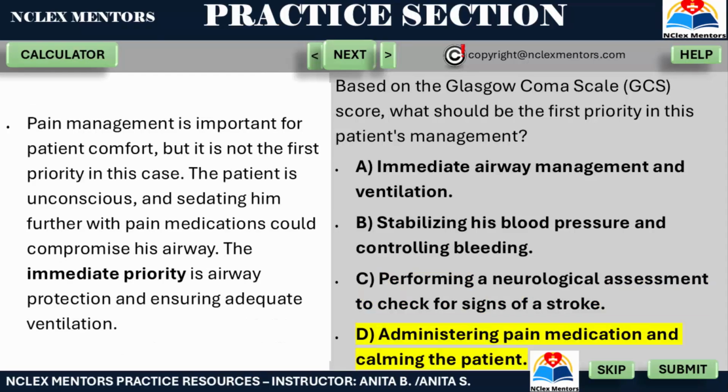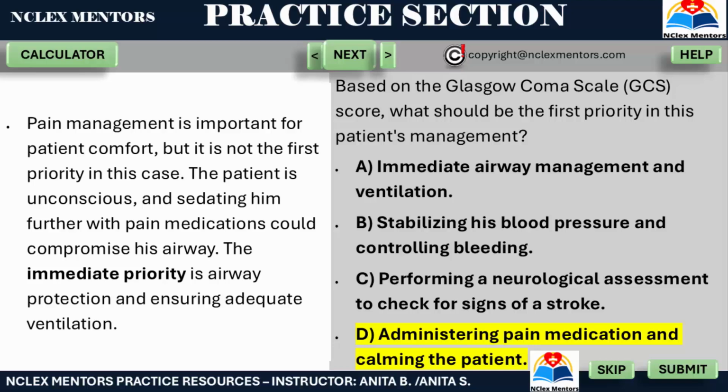Option D, administering pain medication and calming the patient, is incorrect. Pain management is important for patient comfort, but it is not the first priority in this case. The patient is unconscious, and sedating him further with pain medications could compromise his airway. The immediate priority is airway protection and ensuring adequate ventilation.